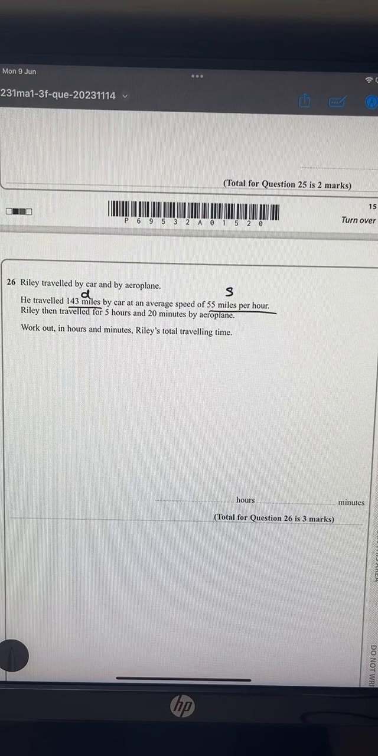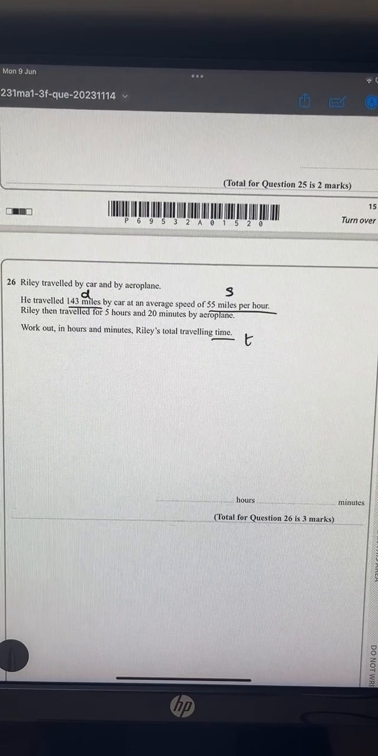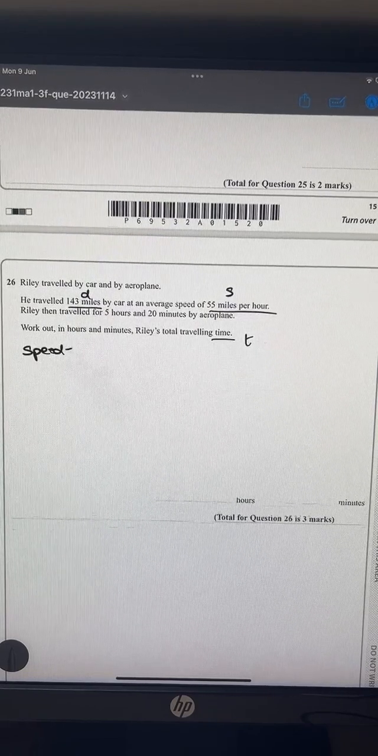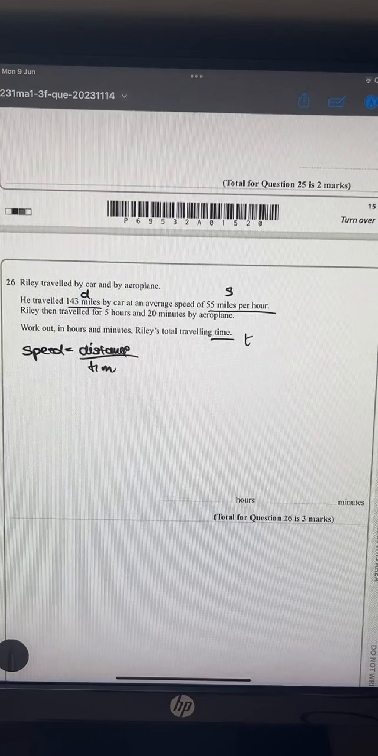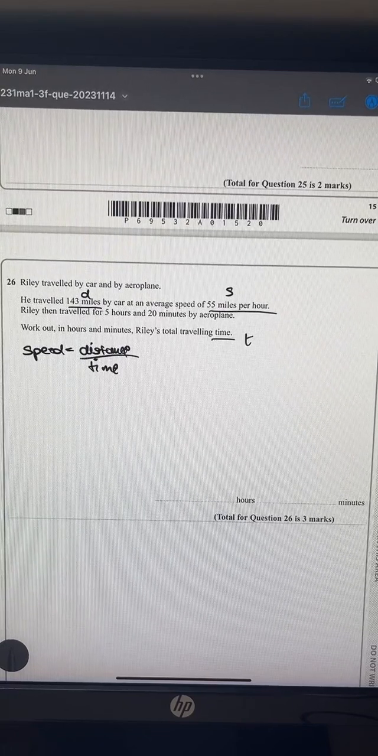What do I want? I need a time, right? What equation links speed, distance, and time? Speed is distance divided by time, right? Because speed is how fast you're moving, and you're moving a certain distance in a certain time. So yeah, distance per time is speed. That's how you do that.